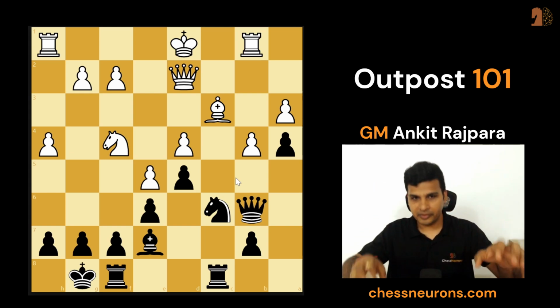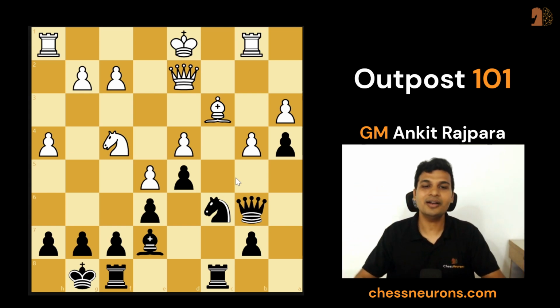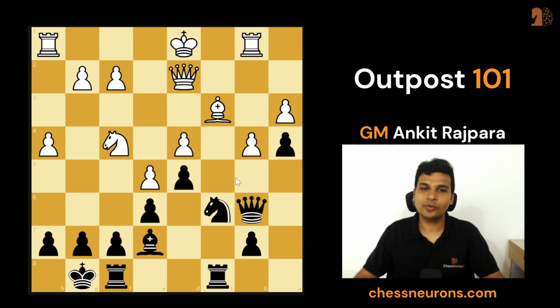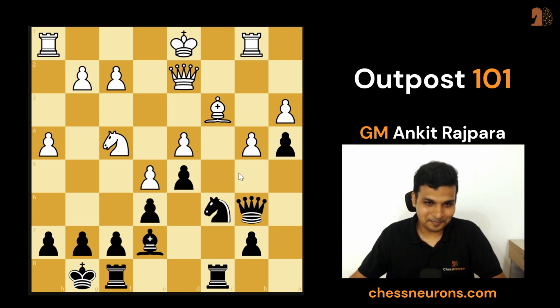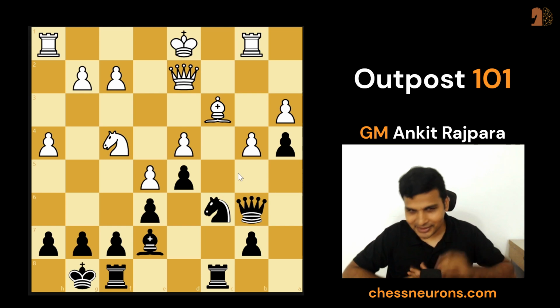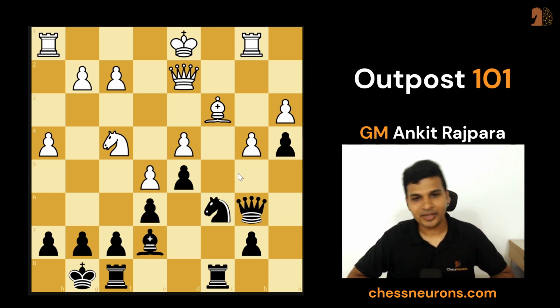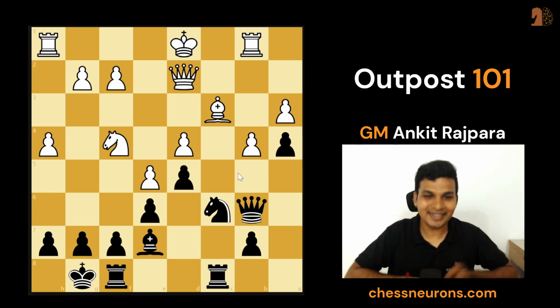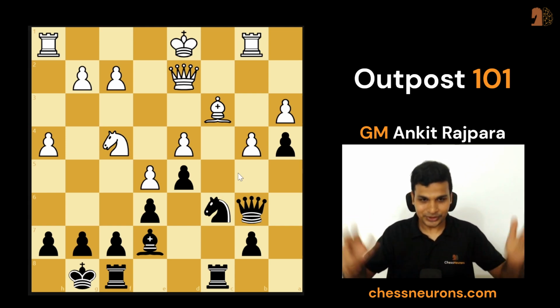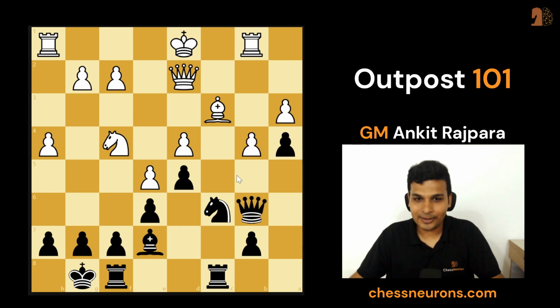If we find that stable outpost square for the knight, then combining with that, we can put pressure on the opponent. So I have explained everything about the outpost square, why in general the knight is preferred, and how we can take advantage of those weak squares. So let's get started with the position. This is black to play here.